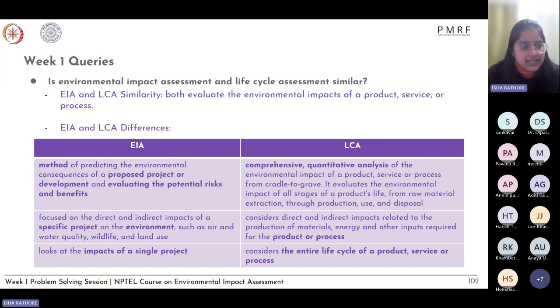Now, EIA is focused on direct and indirect impacts of specific projects on the environment, such as air, water quality, wildlife, and land use, whereas LCA considers direct and indirect impacts related to production of materials, energy, and other inputs required for that product or process. EIA looks at the impacts of a single project, whereas LCA considers the entire life cycle of a product, service, or process. So this is how EIA and LCA differ. Okay. While they are both similar in evaluating the environmental impact, this is for the project and this is for the product or service.